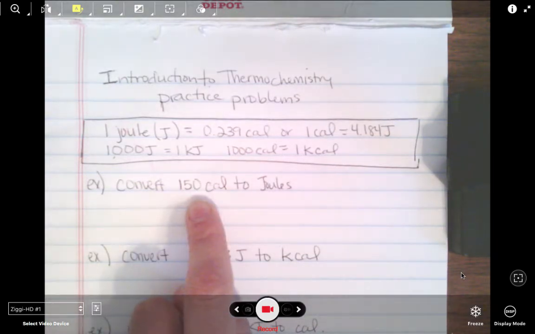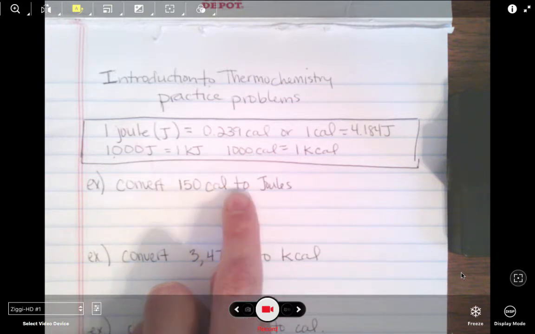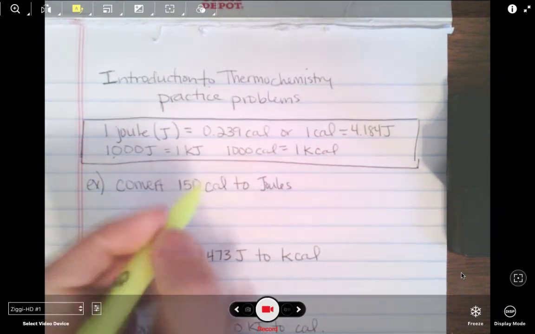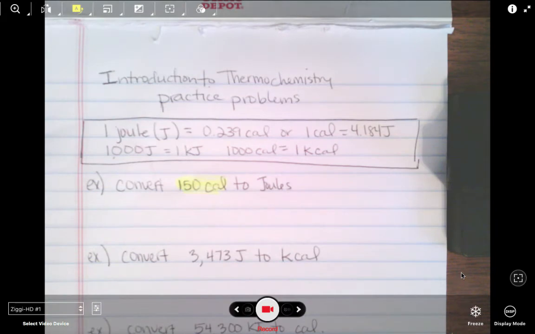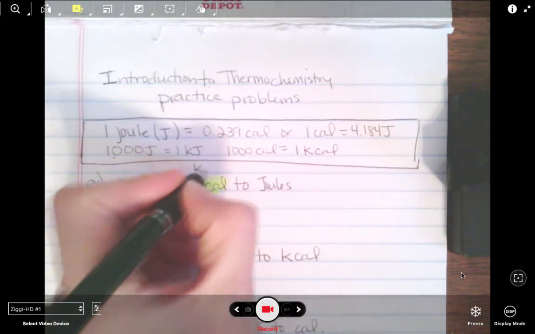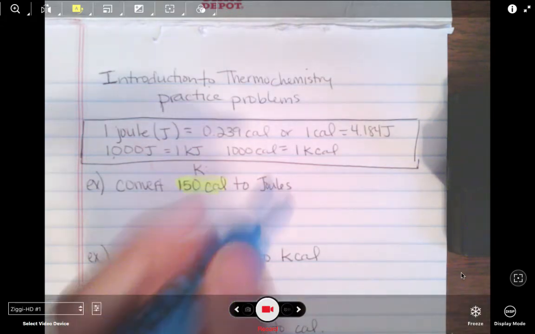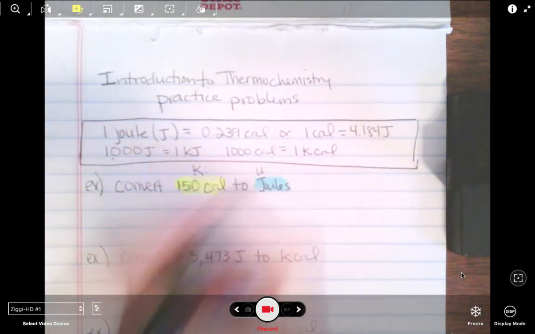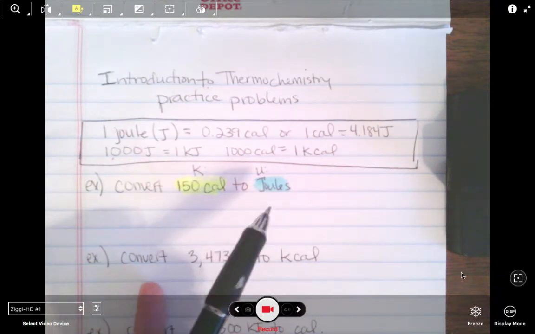I'm asked to convert 150 calories, with a little c, to joules. So the first thing I want to do is identify what I know and what I don't know. I'm going to identify what I know in yellow, and I'm going to put the letter K over it because that's what I know. And then what don't I know? I don't know how many joules are in 150 calories. So I'm going to label that blue and then write the letter U. That's my unknown. So I have a known and an unknown. That gives me a place to start.